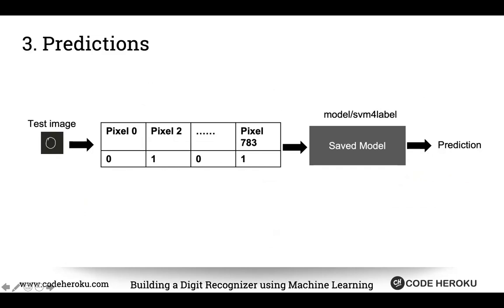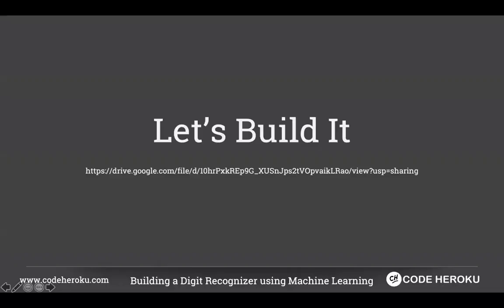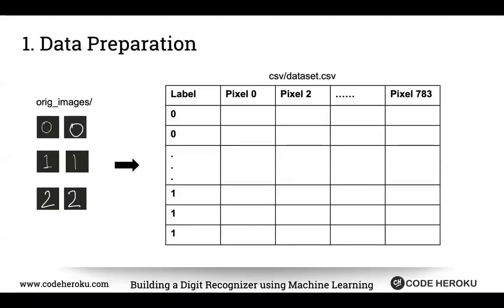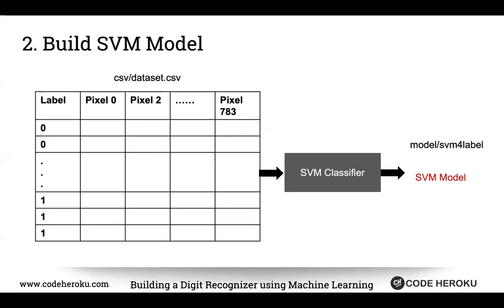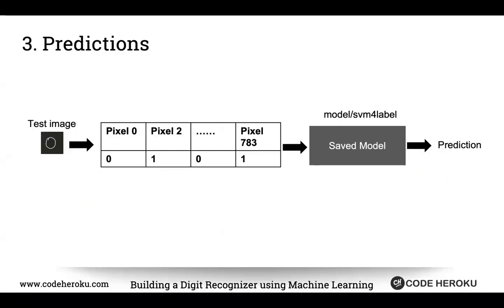Tell me if you are with me on this one and if you understood what the overall flow of the project is going to be. There are 3 steps. First will be data preparation: we'll flatten the images so that each image becomes one row of our CSV file. Then we'll build the model using scikit-learn, using an SVM model, and then we'll make predictions using the SVM model. Everyone with me until here? Okay, great.